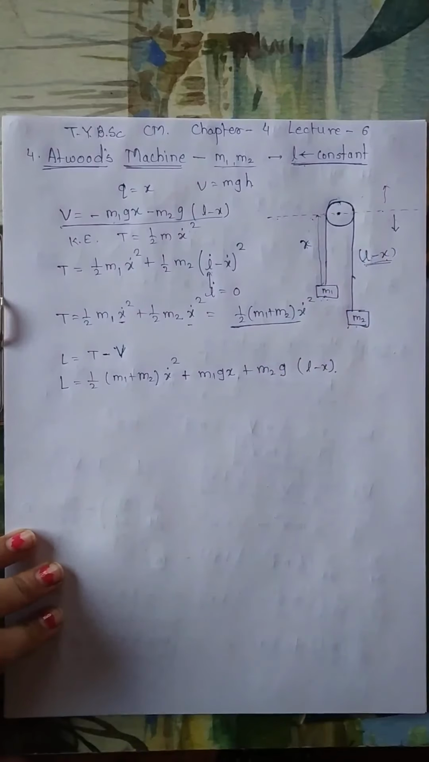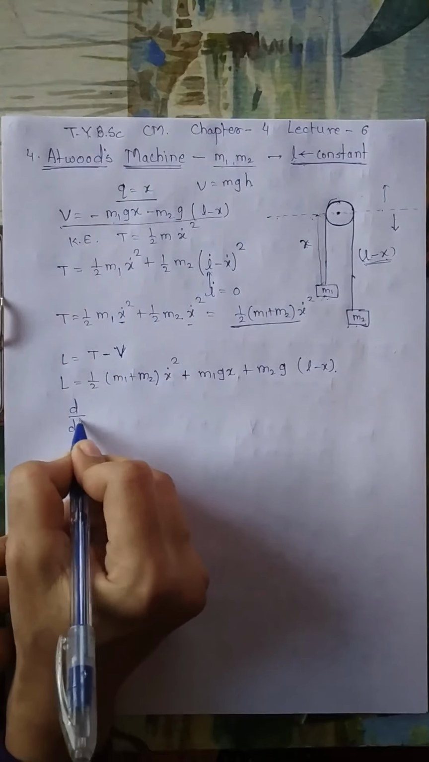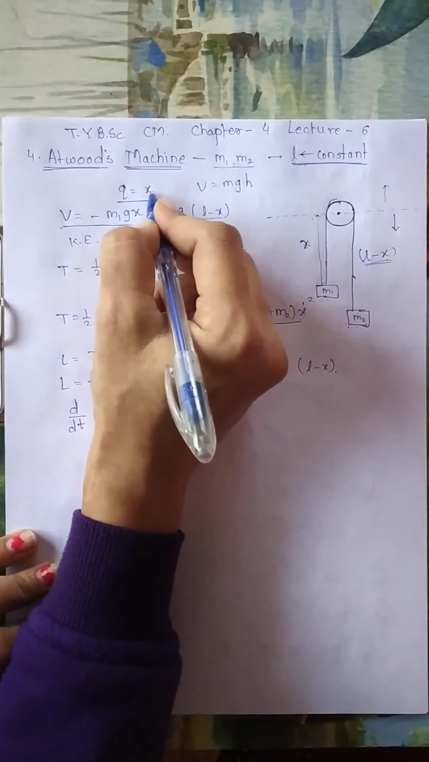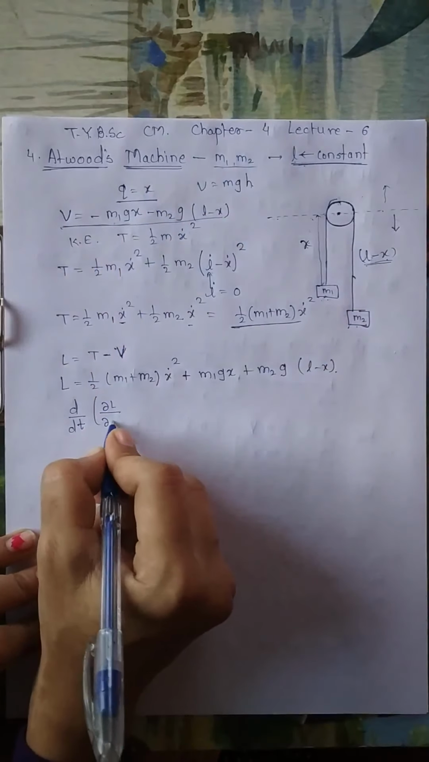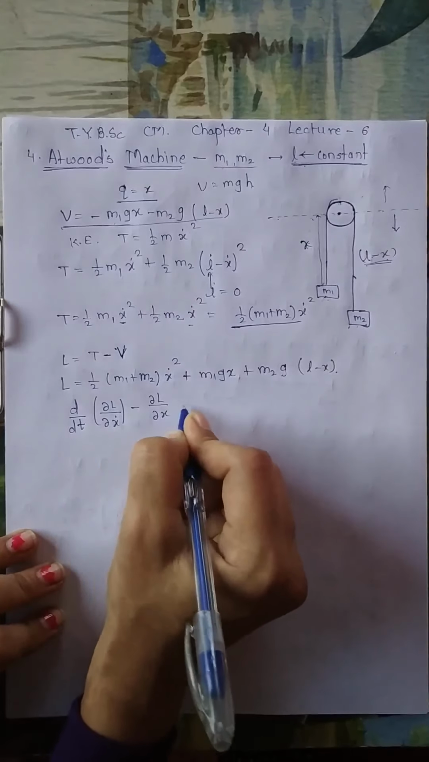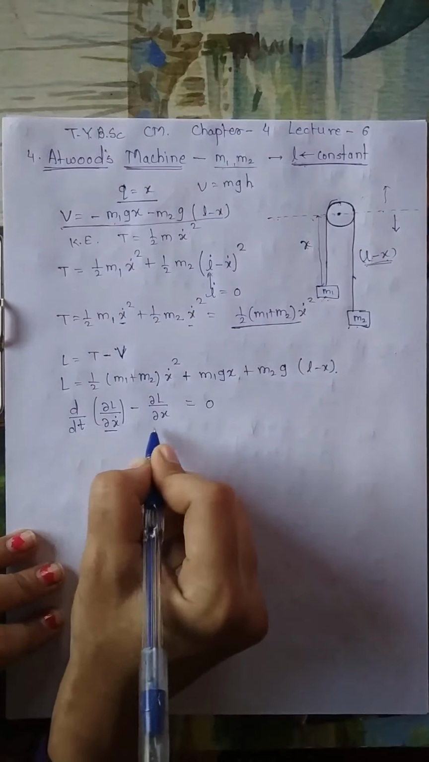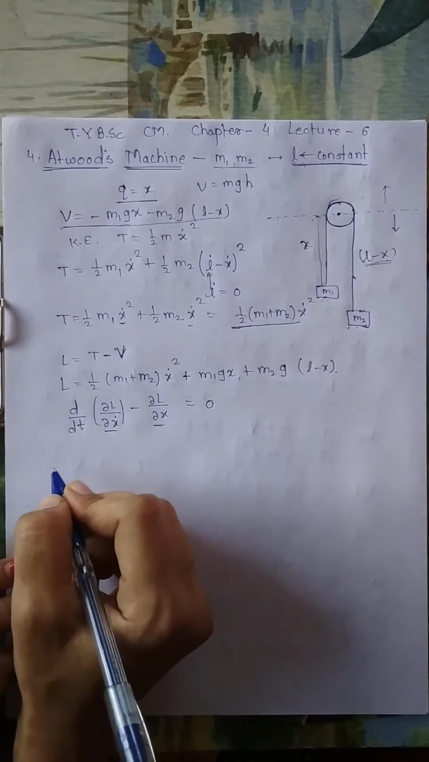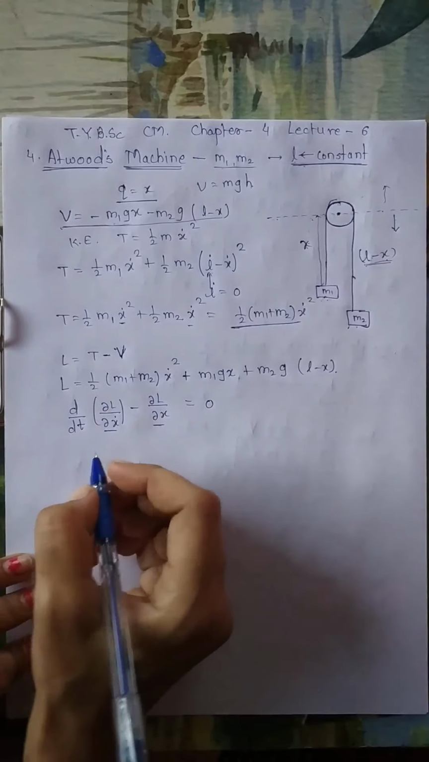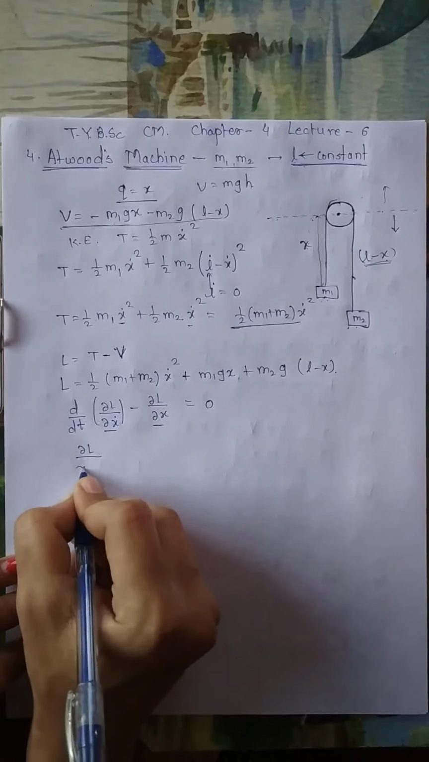Since we have only one generalized coordinate, Lagrange's equation of motion will be d by dt of partial L upon partial q dot, that is x dot, minus partial L upon partial x, equal to 0. Now let's find these two terms very quickly. I expect that you are expert in finding derivatives. It should be expected from you. So I will find those derivatives very quickly.